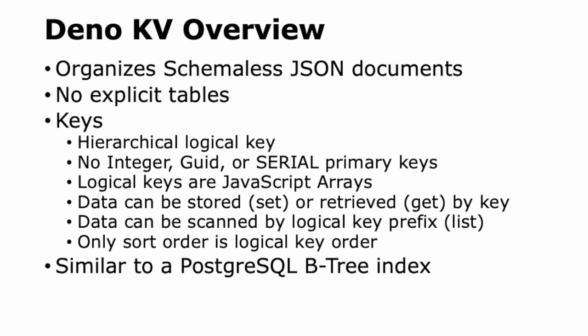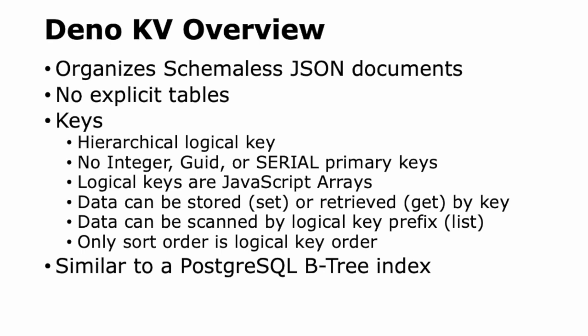So the key thing is, like a lot of NoSQL things, it organizes schemaless JSON documents. It has no tables. It just uses keys. It has a hierarchical logical key. It doesn't have auto-increment integers. It doesn't have auto-assign GUIDs, or serial primary keys, all ways that we generate primary keys. You can generate primary keys kind of in the server using a software, GUID-style primary keys, and then store them. But the database really doesn't care. It doesn't support them directly.